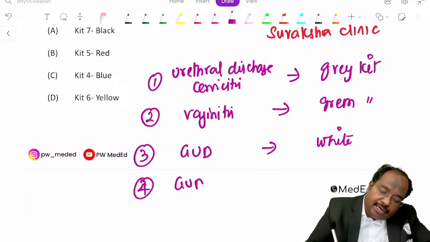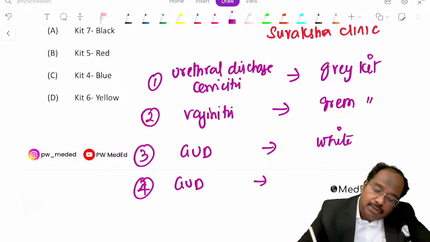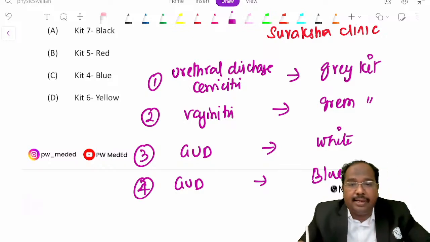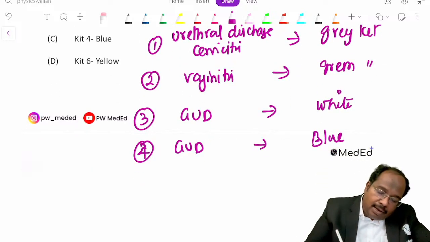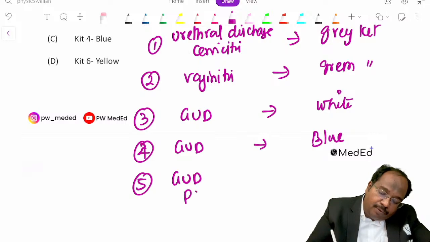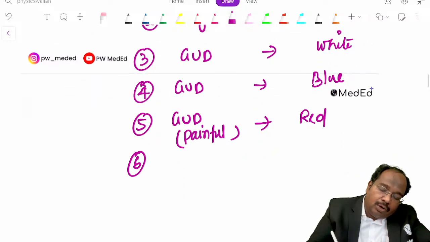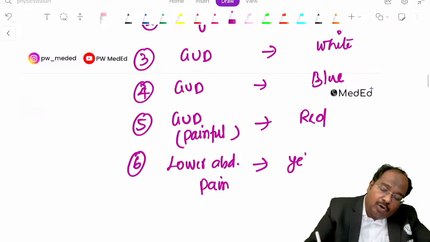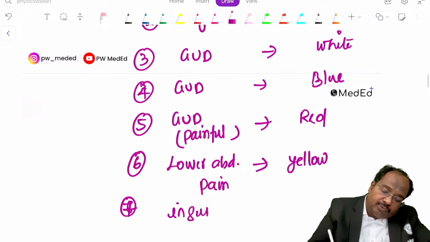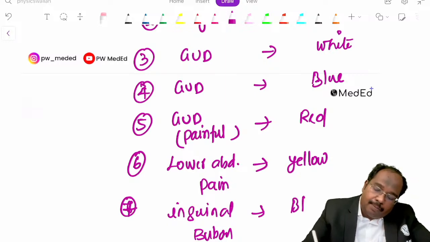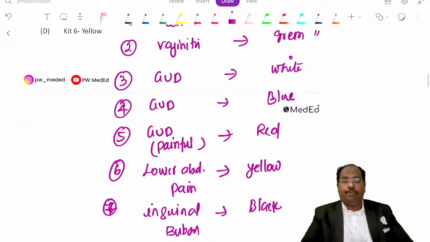Fourth is GUD, genital ulcer disease, but the patient is penicillin allergic: you can give the blue color kit. Fifth is GUD but painful, that means herpetic, so a red color kit you can give. Sixth is lower abdominal pain, which means the yellow color kit. Seventh is inguinal buboes, swelling in the inguinal region, for which you can give the black color kit.